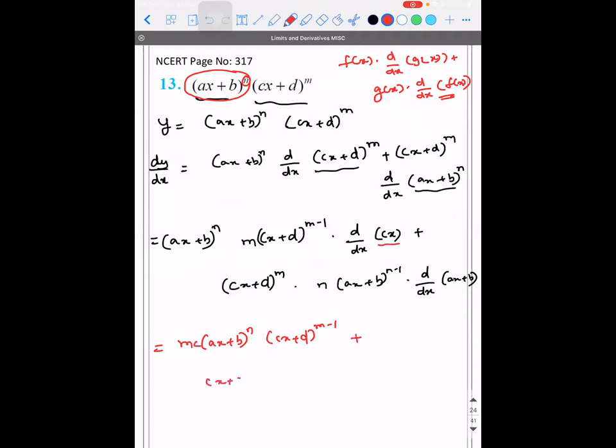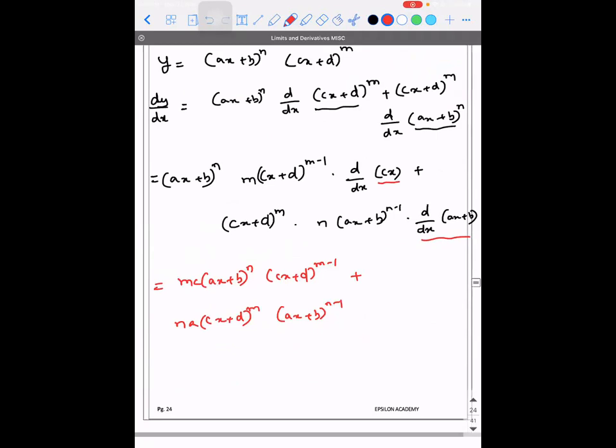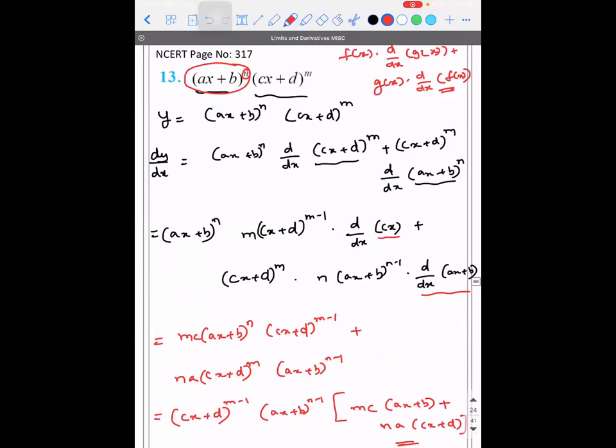Plus (cx plus d) the whole power m into n into (ax plus b) the whole power n minus 1, into derivative of ax, which is a. So that will give you (cx plus d) the whole power m minus 1 into (ax plus b) the whole power n minus 1 if I take it out. So what am I left with? mc multiplied with (ax plus b) plus na multiplied with (cx plus d). This is the answer. I'm not sure how it is given at the back, but just check and tell me.